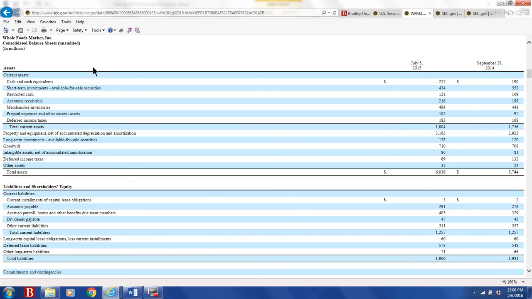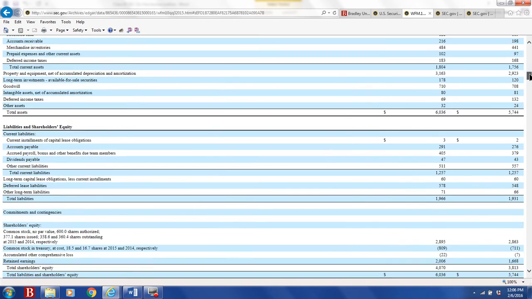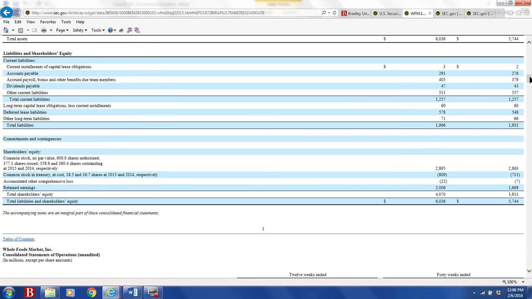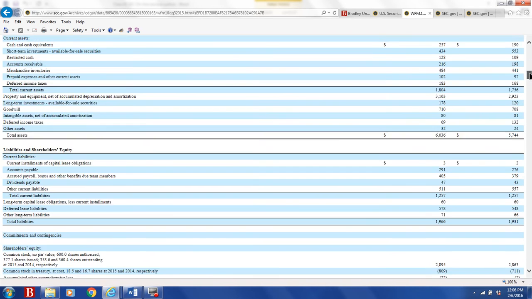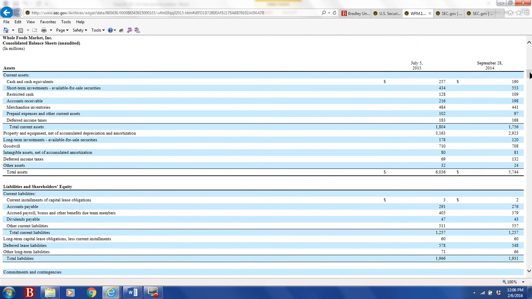But when we look at it, we can see current assets, long-term assets, liabilities. Scroll down a little bit, there's the equity section of the financial statements. So here is the July 5th one. That would be for the quarter, and what they're doing is they're comparing it to September 28th, 2014. That would be the company's position as of the prior year end.